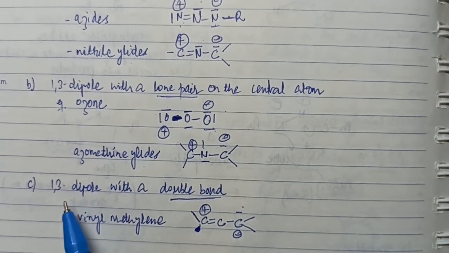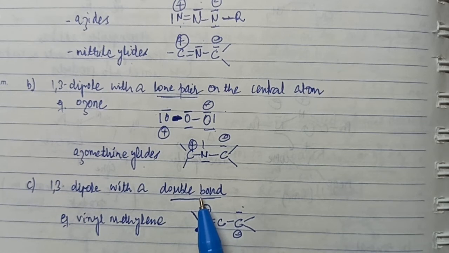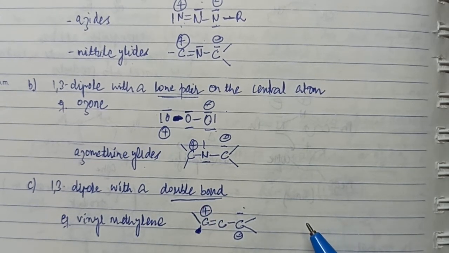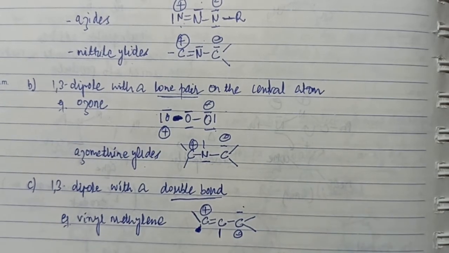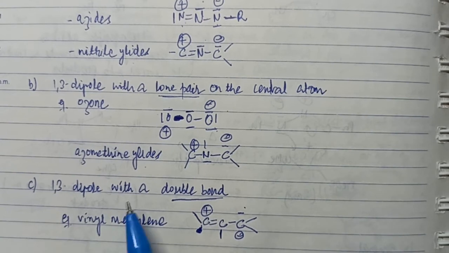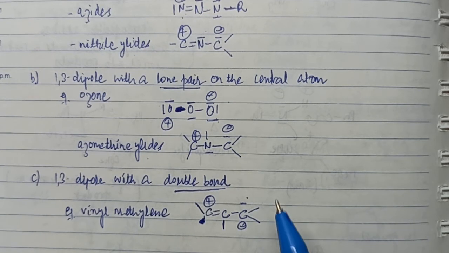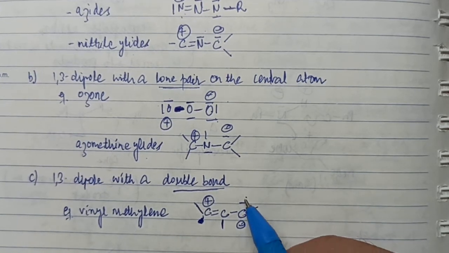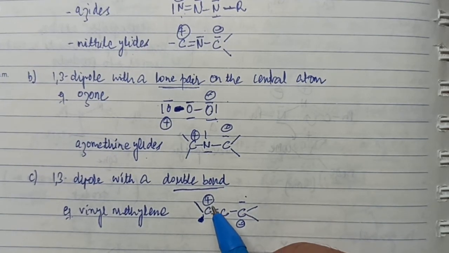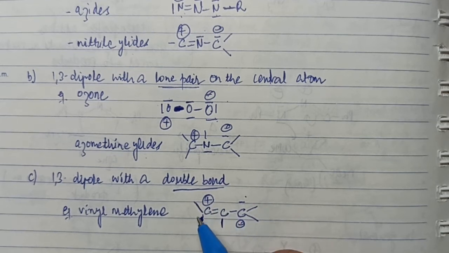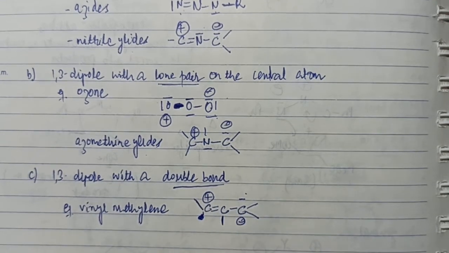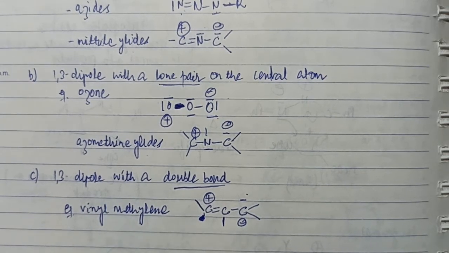The third category of 1,3 dipoles are those which have a double bond but do not have a lone pair on the central atom. If this is the category of our systems, then we call this kind of dipoles 1,3 dipoles with a double bond only and no lone pairs. For example, vinyl methylenes. Now if you look at this vinyl methylene, again this carbon has a lone pair, that's why a negative charge. This terminal carbon has a positive charge, it has a double bond. The central carbon doesn't have a lone pair. So all this system has is opposite charges on the first and third carbon atom, a double bond, no lone pair on the central atom. Therefore this is the third category of 1,3 dipole.